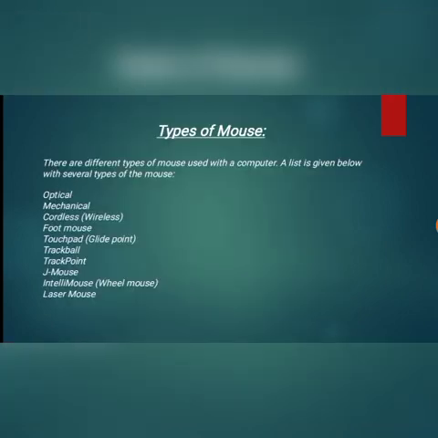Types of mouse. There are different types of mouse used with a computer. A list is given below with several types of the mouse: optical, mechanical, cordless or wireless, foot mouse, touchpad or glide point, trackball, track point, J mouse, IntelliMouse or wheel mouse, laser mouse.